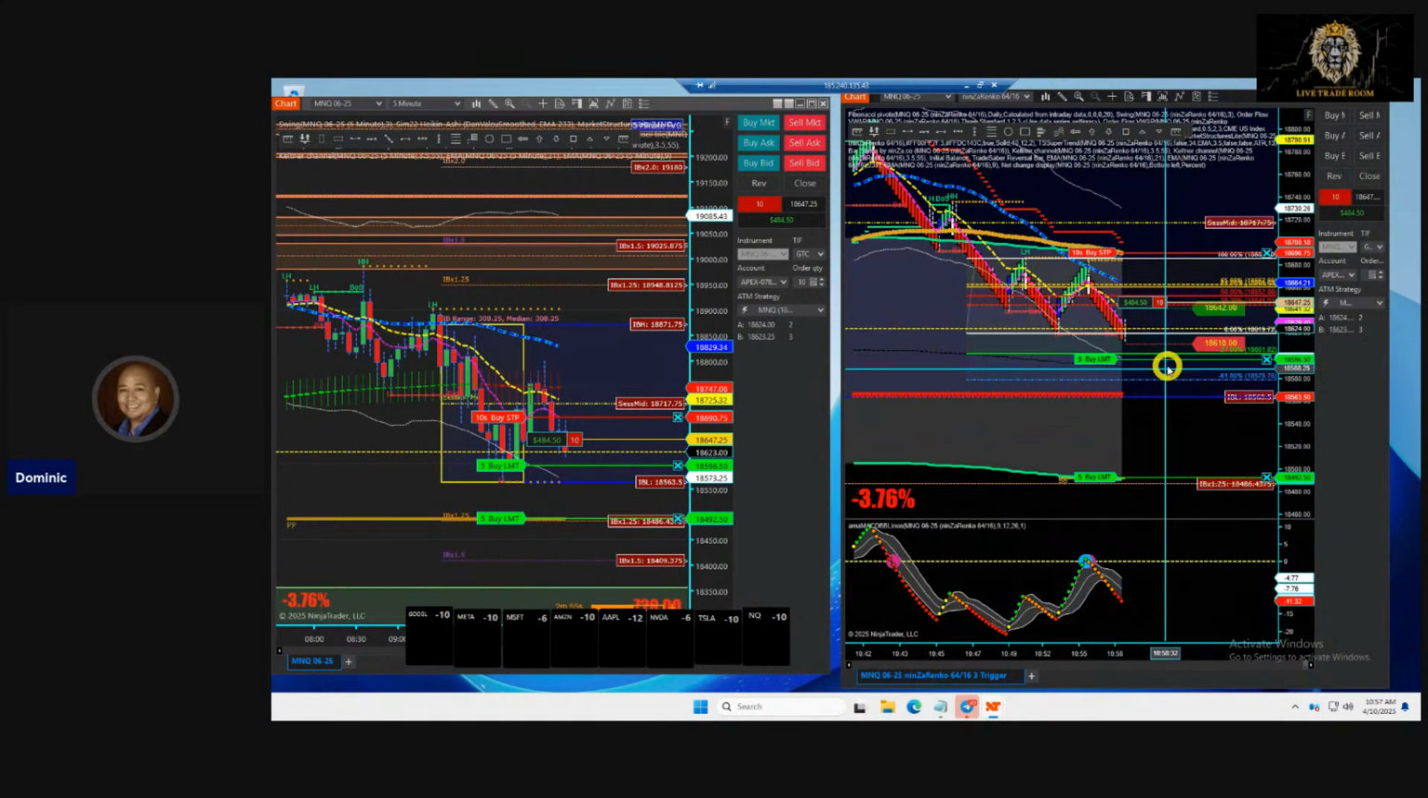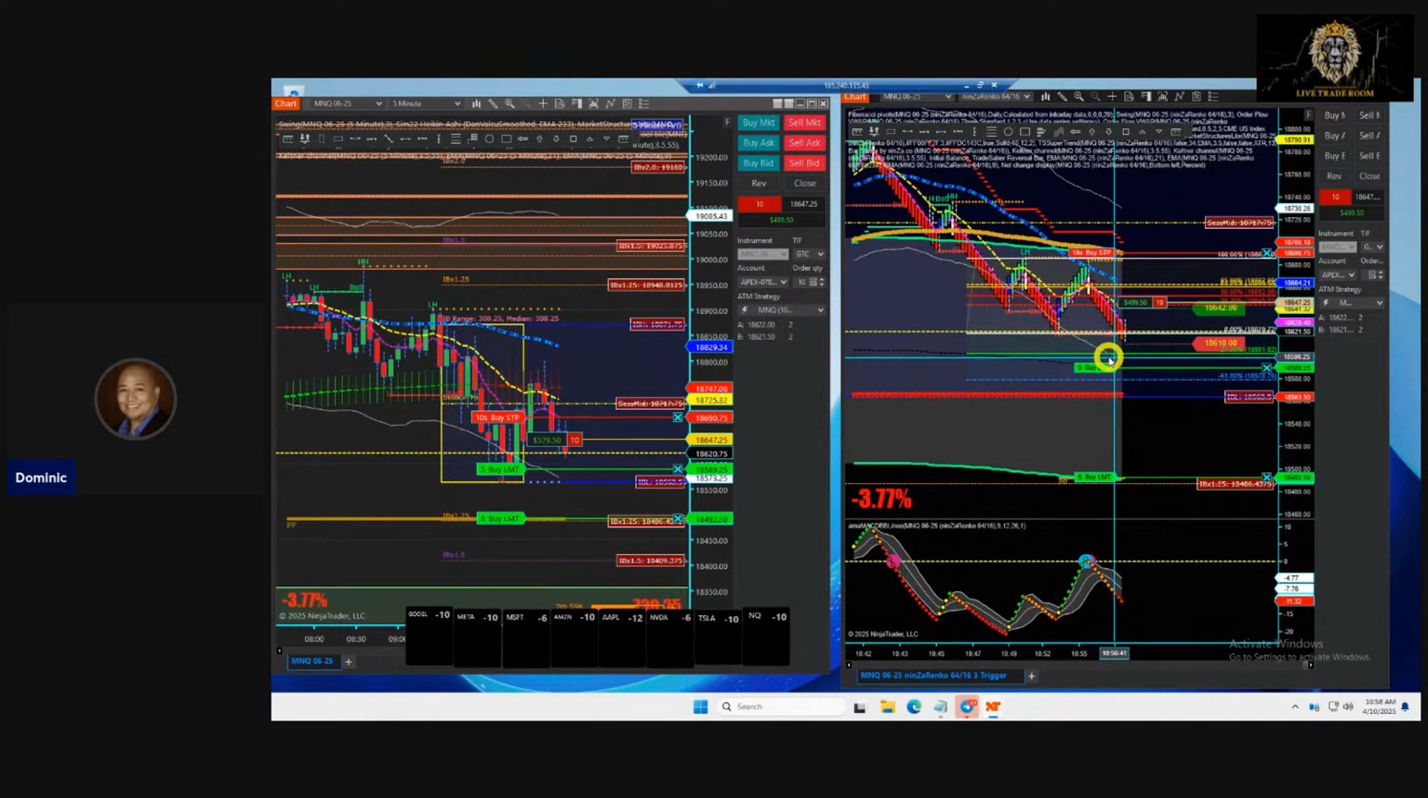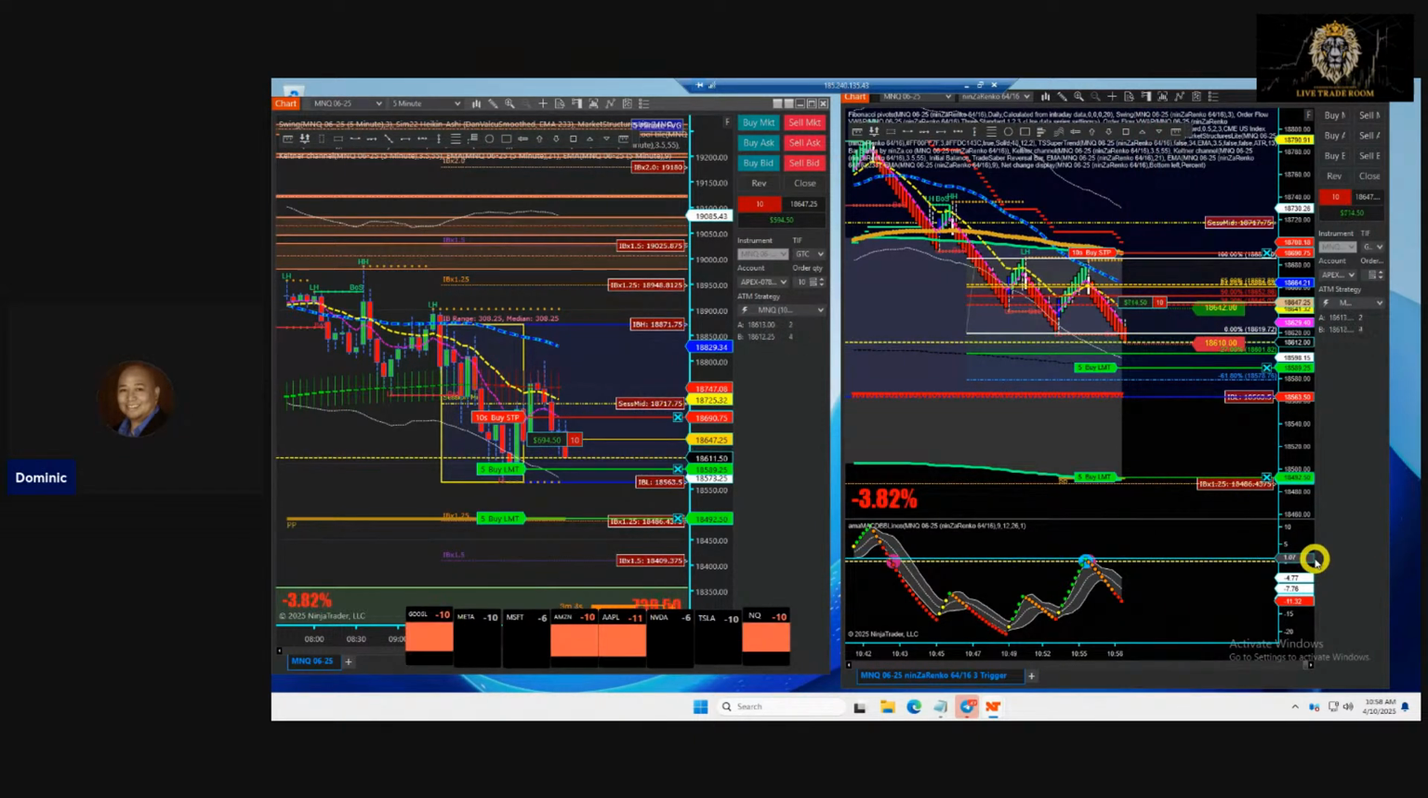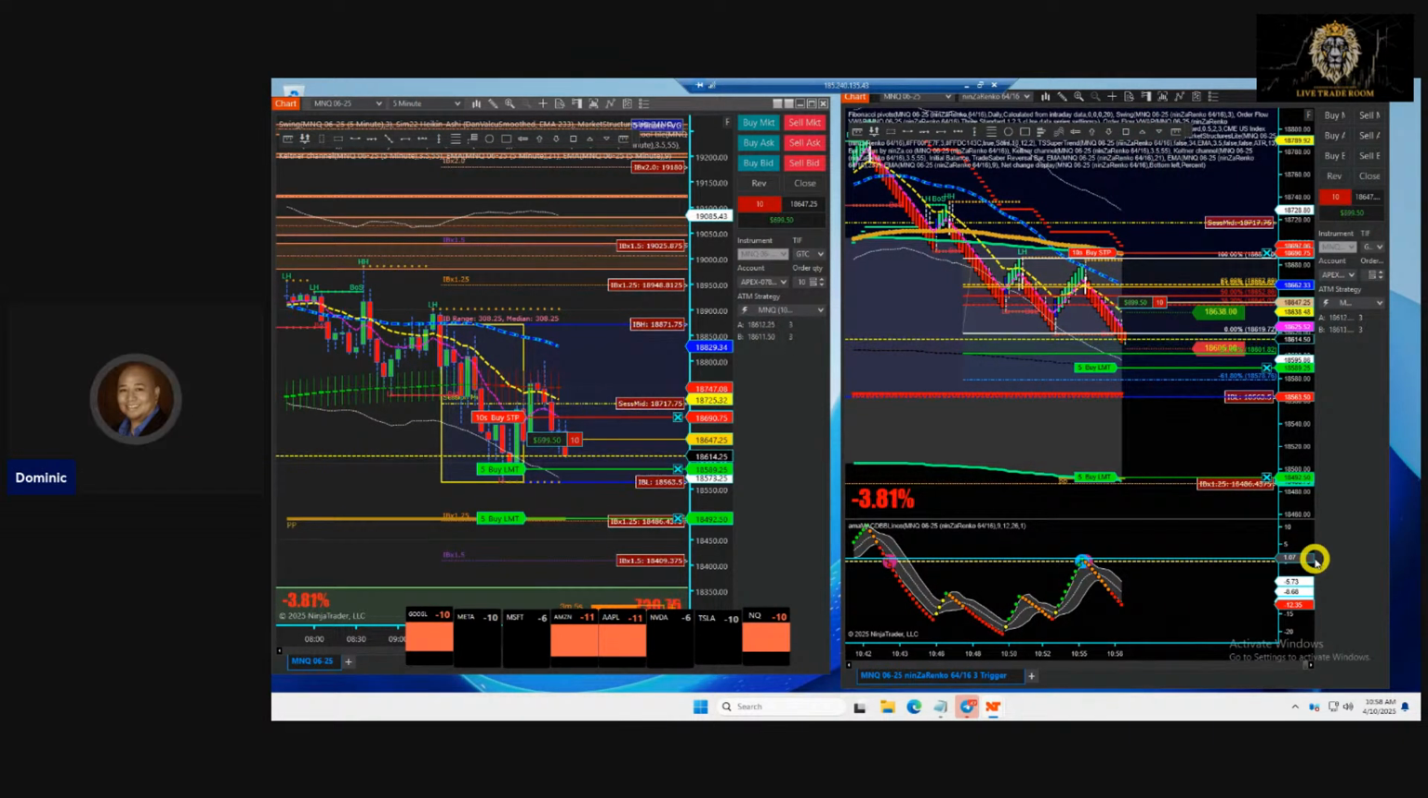Right now, my target here is between the bottom of that Keltner channel and also the minus 1.5 deviation. That can be my first target.